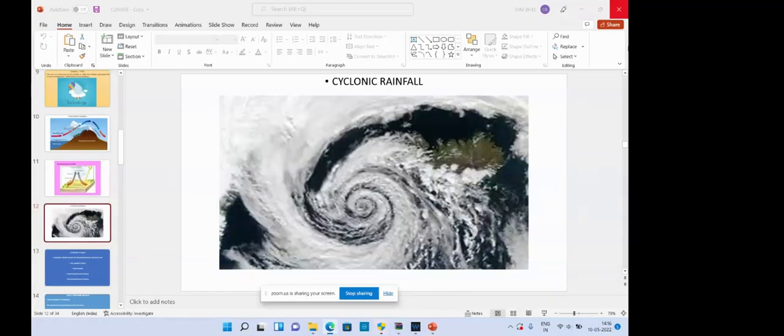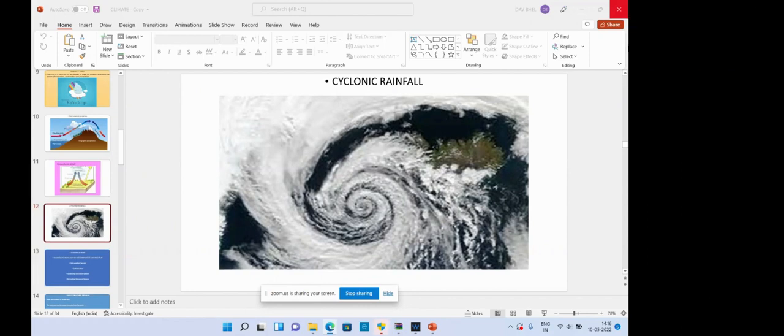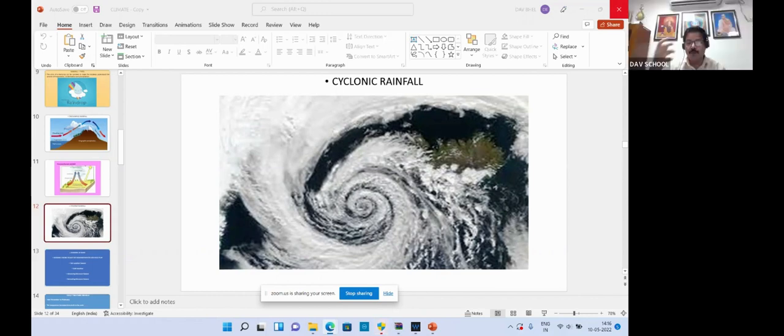You know what is whirling motion? What is actually whirling motion? In a circular motion. From all the directions, the wind will blow towards the low pressure center. So what will happen to the air in the middle? The air will rise up.